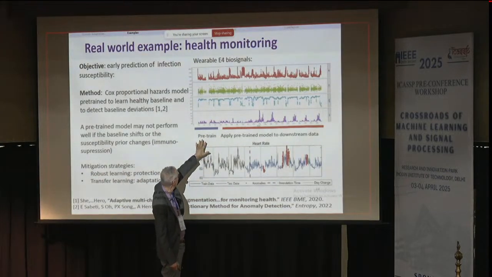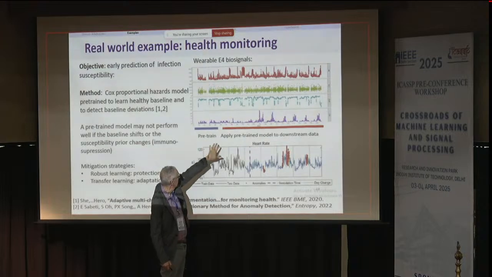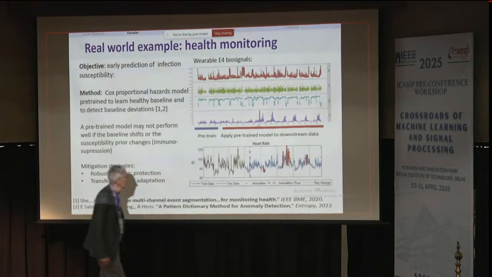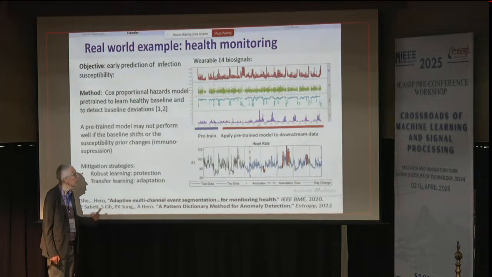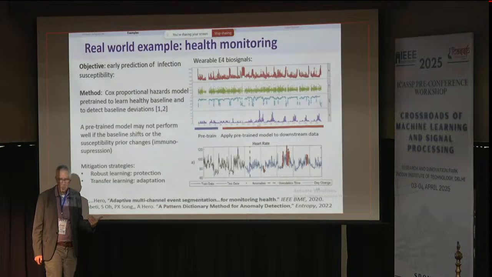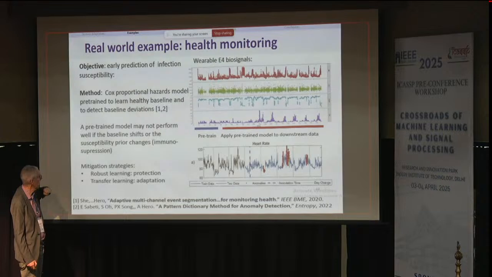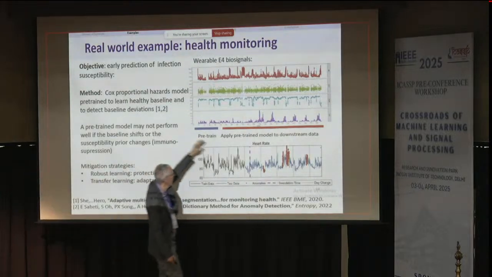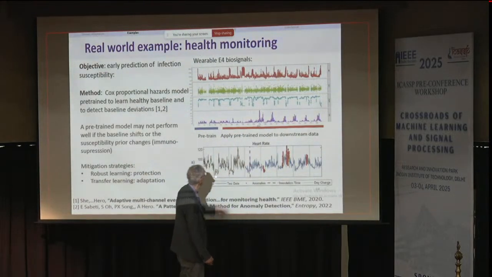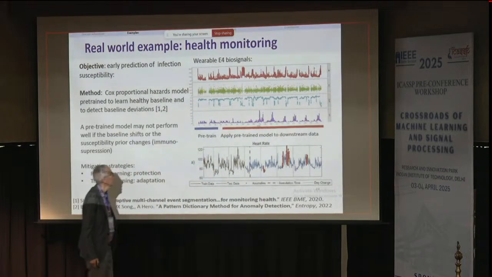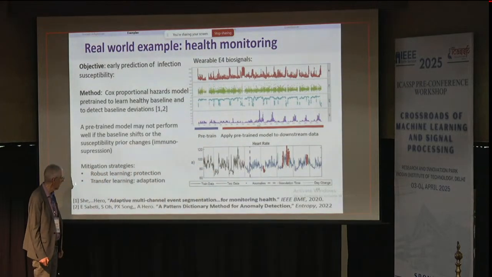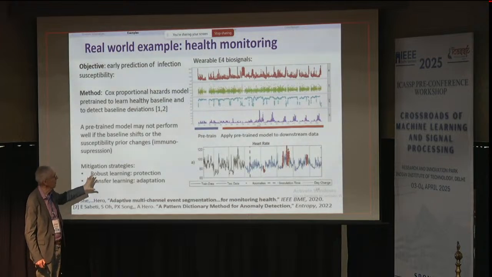So if you pre-train on these features, the post-trained data is going to have a distribution that has now shifted due to the fact that the subjects have been exposed to a viral pathogen. So a pre-trained model is not going to perform very well for anomaly detection, for example, detection from the baseline of health downstream, if there are things like baseline shifts that occur post-training.